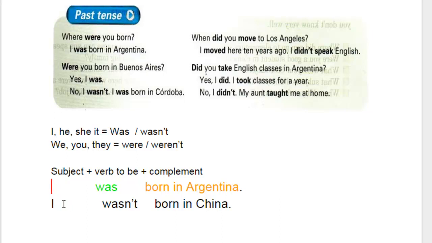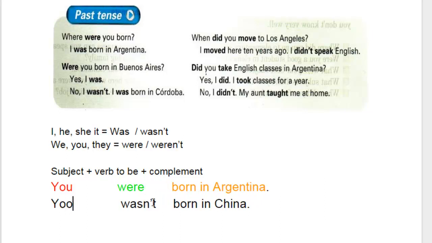Whenever we change the subject, now we use you. So therefore, we're going to have to use the verb to be were. And in our negative statements, that would be weren't. So you were born in Argentina. And of course, we can say you, and this will be in its negative form. So this will be you weren't born in China.